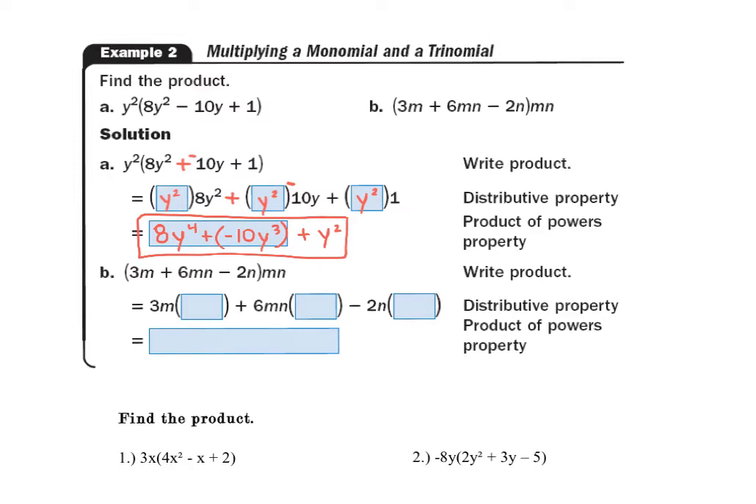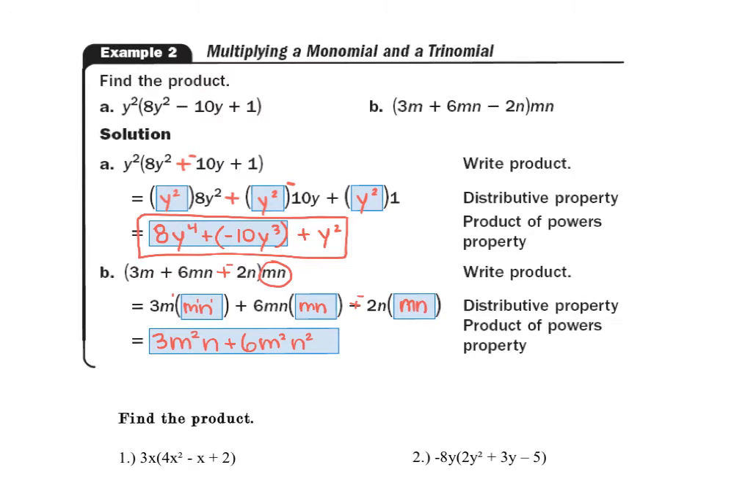So my monomial is this mn, and that's going to get distributed to everything in the parentheses. I'm going to make this plus -2n, and so I have 3m times mn, 6m times mn, and -2n times mn. All right, so remember each of these would have an exponent of 1. So this first pair I have 3, and then I would get m squared n, because there's 2 m's, but still just 1 n. Then I have 6m squared n squared.